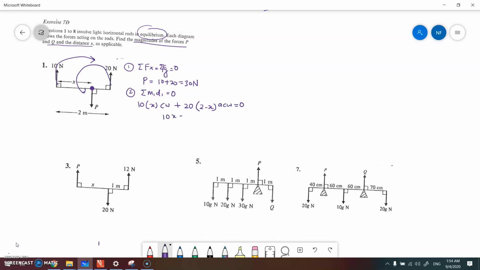So 10x plus 40 minus 20x anti-clockwise. If this is anti-clockwise, you change the signs: 10x minus 40 plus 20x is equal to 0. So 30x is equal to 40, x is equal to 4 over 3.